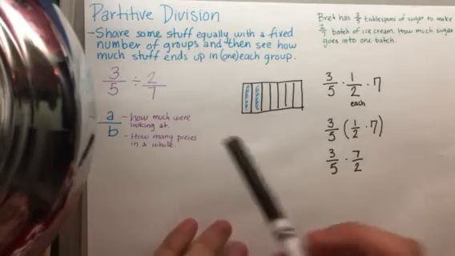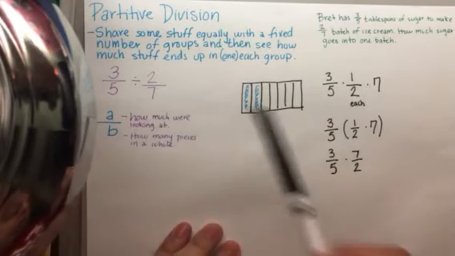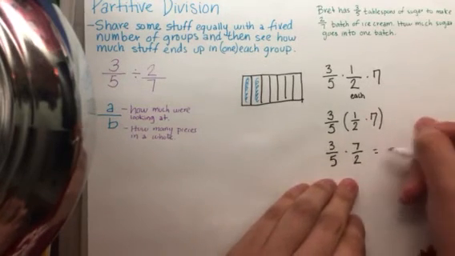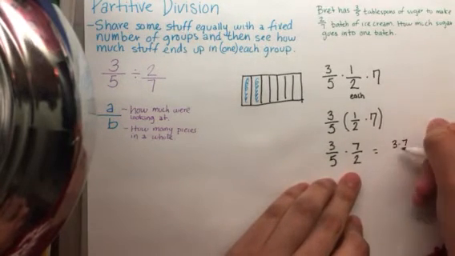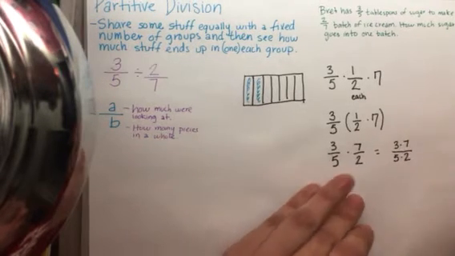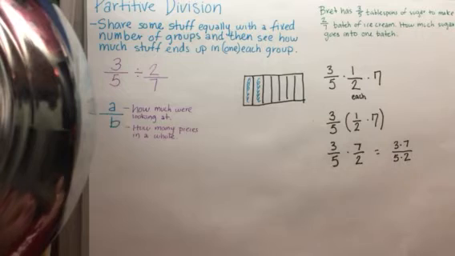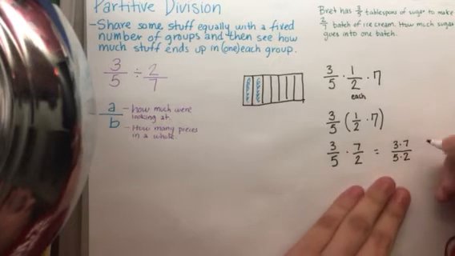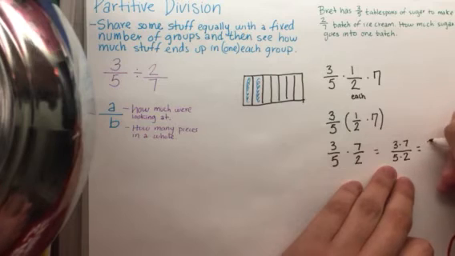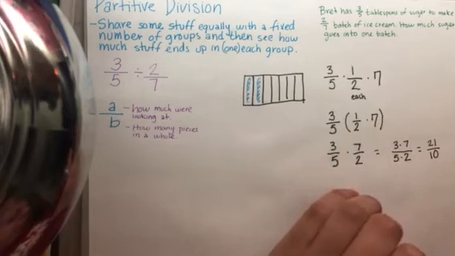And if we go back to the original problem, it's a reciprocal. So what we could do now is just multiply across: 7 times 3 divided by 5 times 2. So this is our final answer, and it tells us how much sugar goes in one batch. So we could go ahead and solve it out. 7 times 3 is 21 over 10.